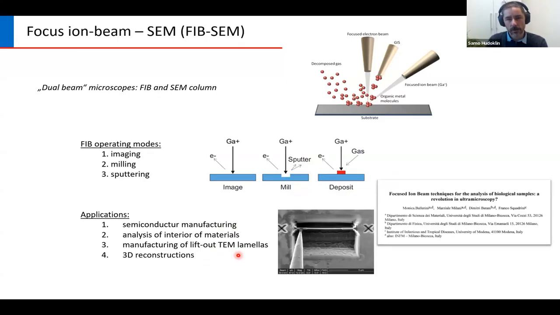In the whole talk, I'm not referring to any cryo EM techniques, but you probably know that most of those techniques, especially focused ion beam, can also be done under cryo conditions.